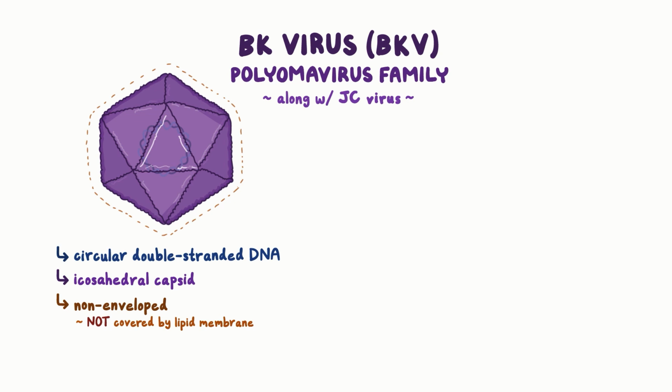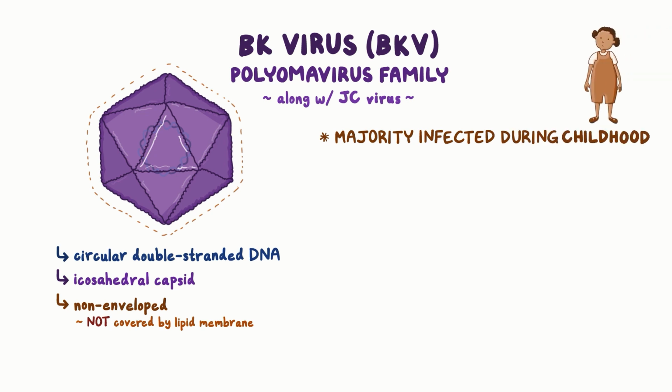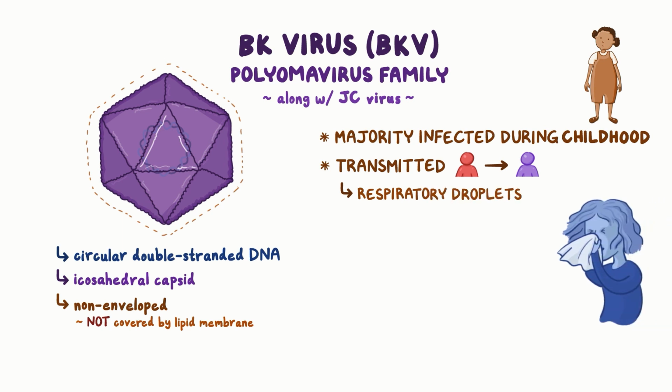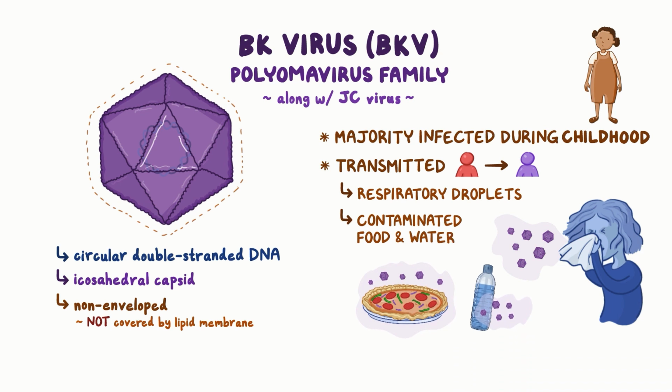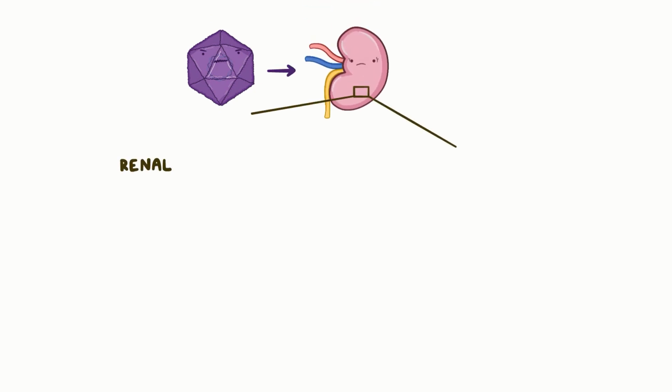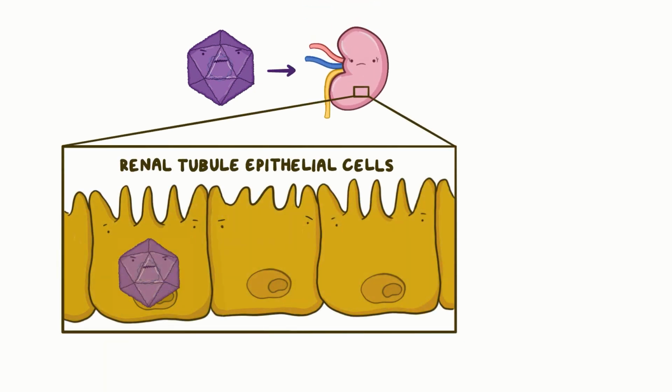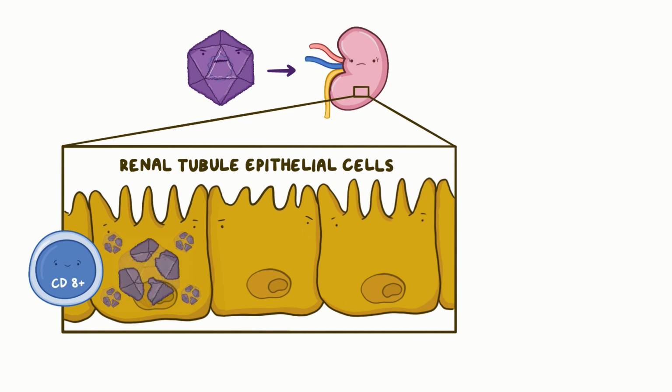Now, it turns out that the vast majority of the population is infected with BK virus during their childhood. The virus is thought to be transmitted from person to person through respiratory droplets when someone coughs or sneezes, and by ingesting contaminated food and water. Once inside, the virus moves through the bloodstream and eventually reaches the kidneys, specifically the renal tubular epithelial cells, where it starts to replicate. But the cytotoxic CD8 positive T cells in our immune system keep the virus in check by killing any cell that has replicated BK virus inside it.